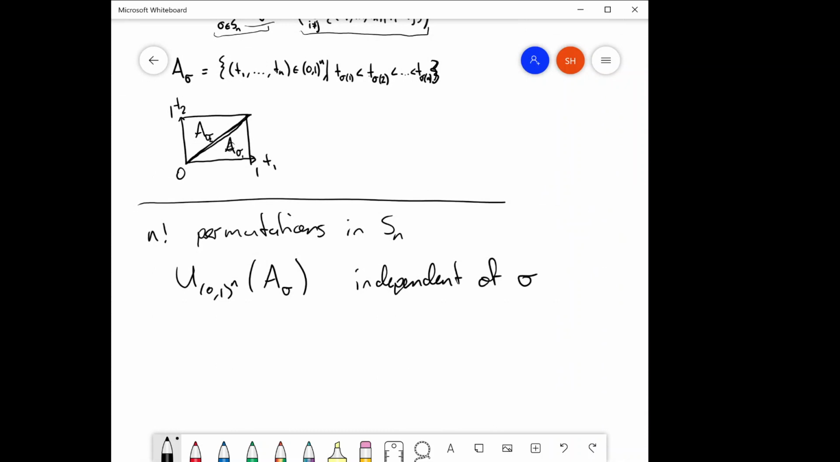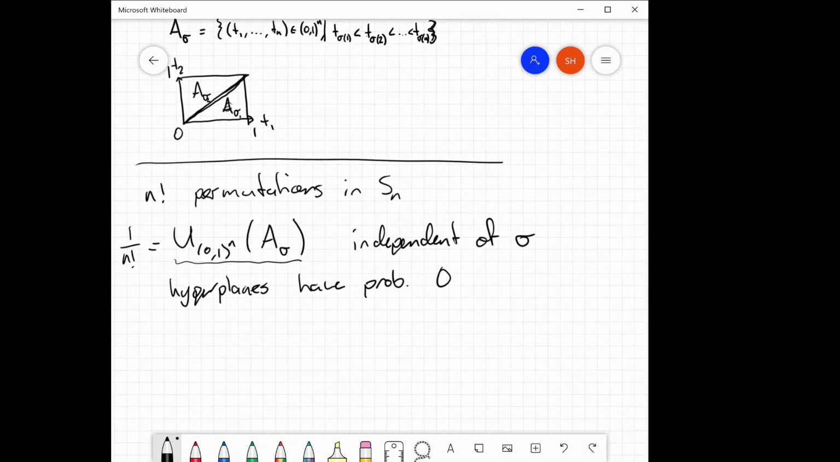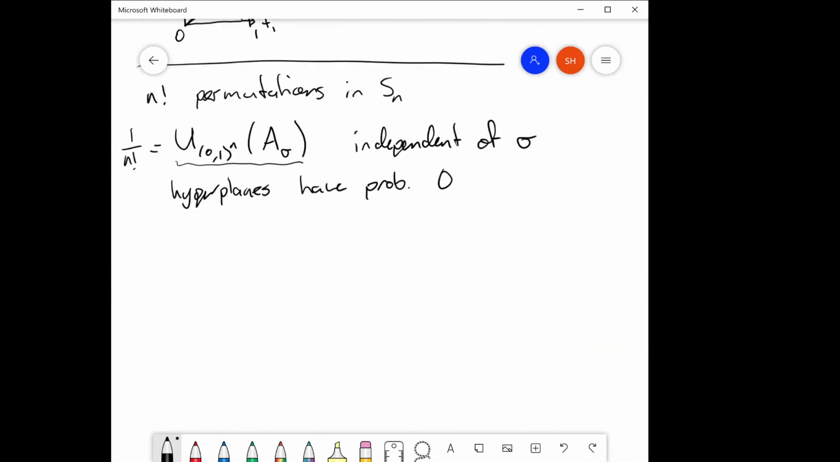Okay, and also the hyperplanes have probability 0, and therefore, in fact, these must all be equal to 1 on n factorial, because there are n factorial of them. They're all disjoint, and their union is all of 0, 1 to the n. Okay, so let's just continue with the computation then.